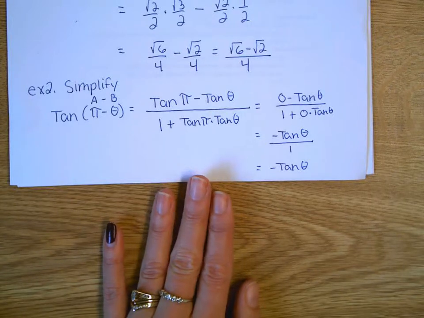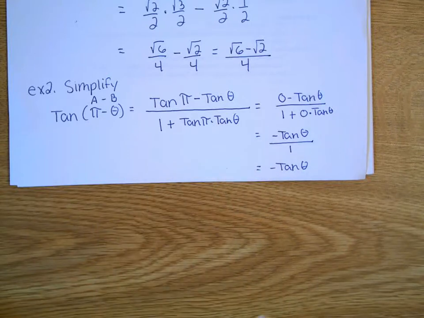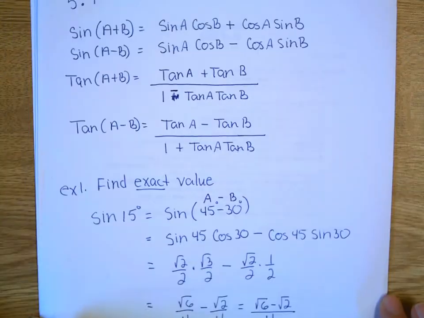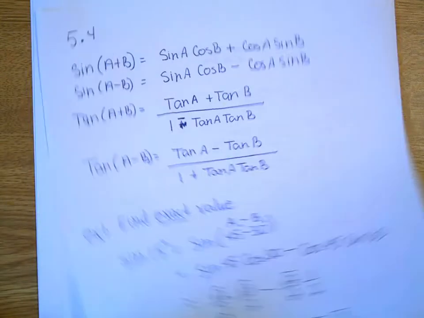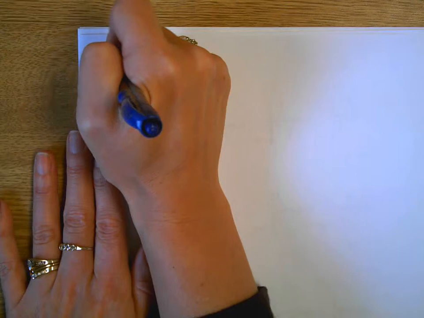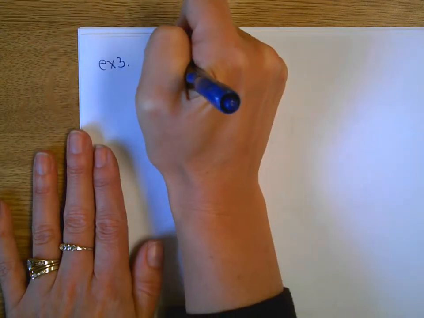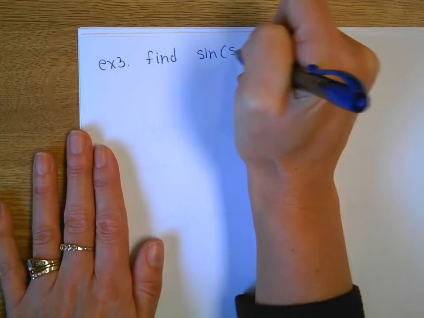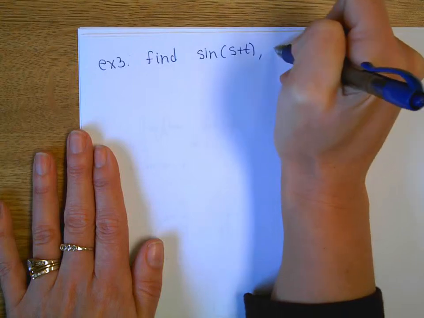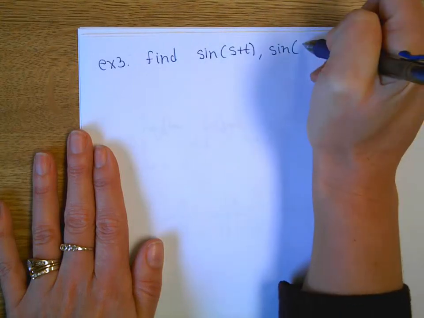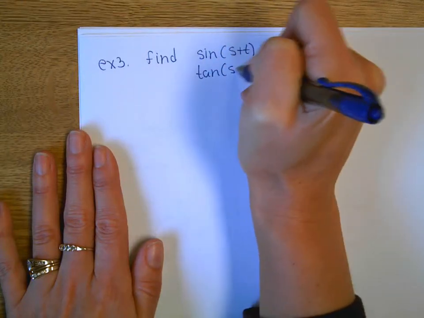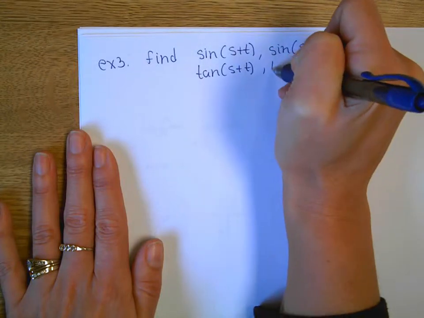And now I think I'm going to go right to this one. Triangle problems. Find sine of s plus t, sine of s minus t, tangent of s plus t, and tangent of s minus t.